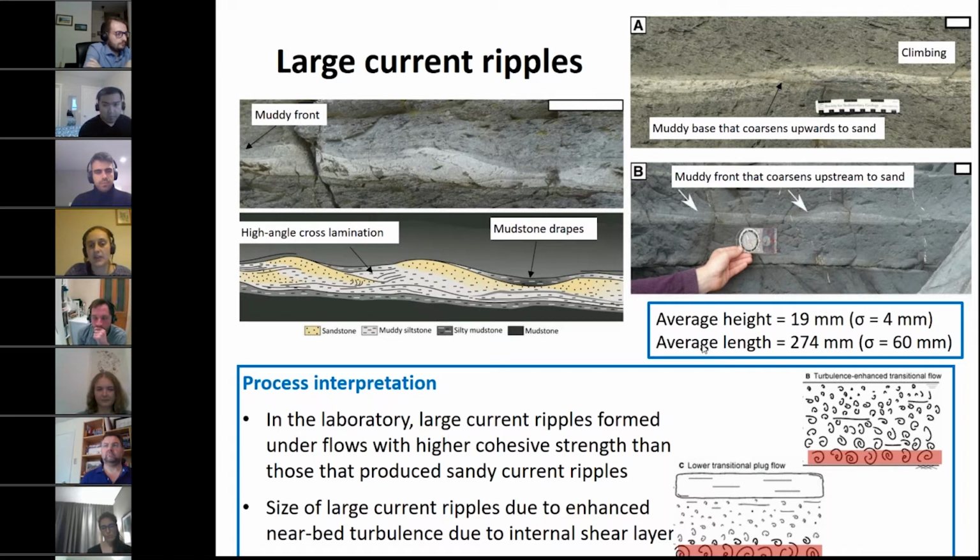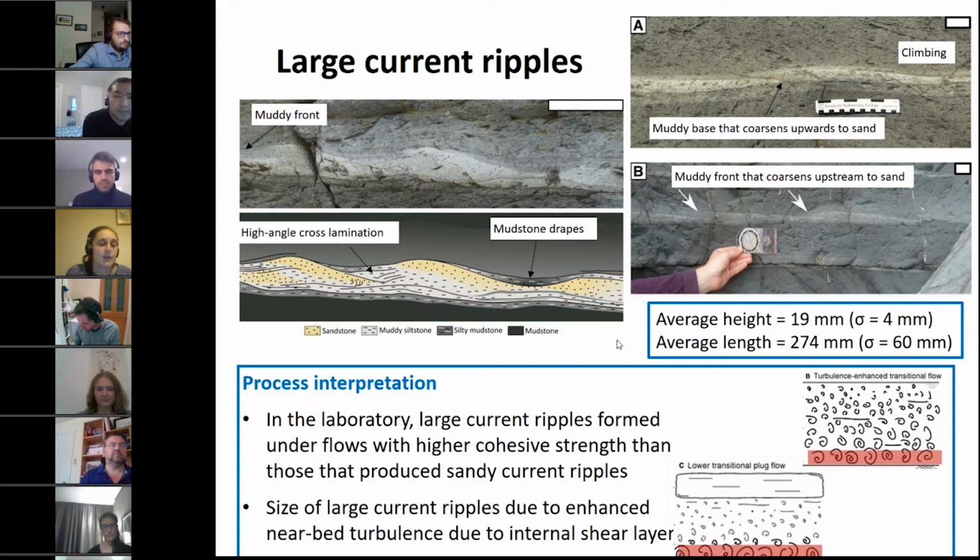And if I can draw your attention to the size of these bed forms, they had an average height of 19 millimeters and an average length of 274 millimeters. So this is significantly larger than the sandy current ripples we found in the field.